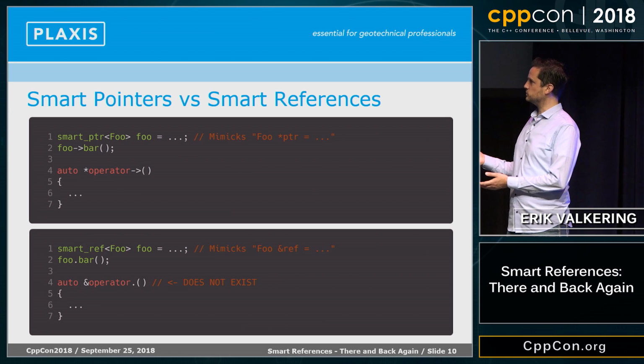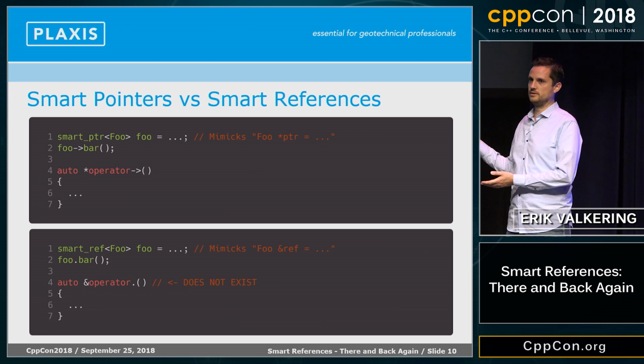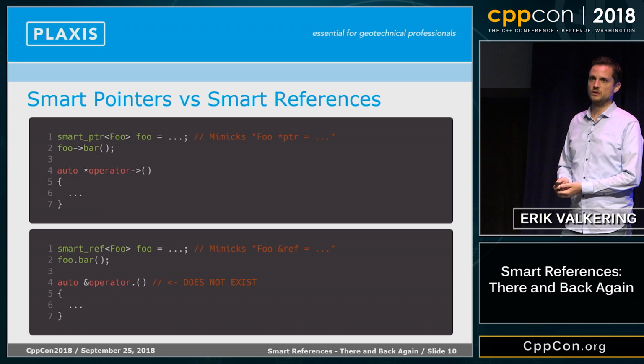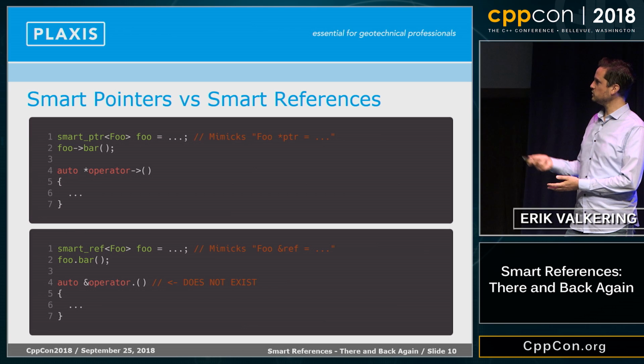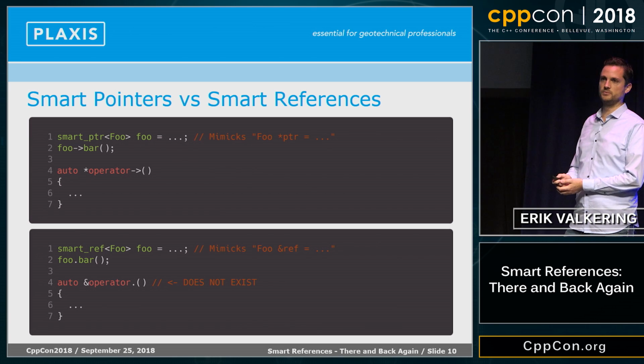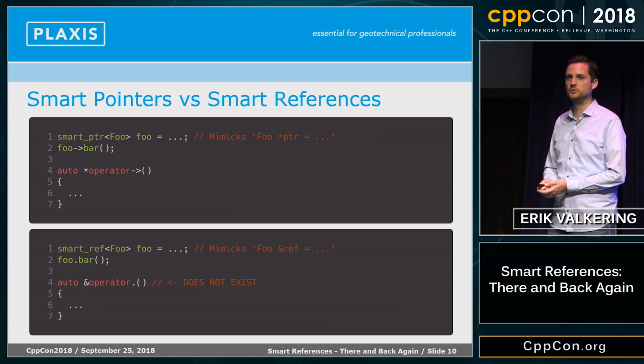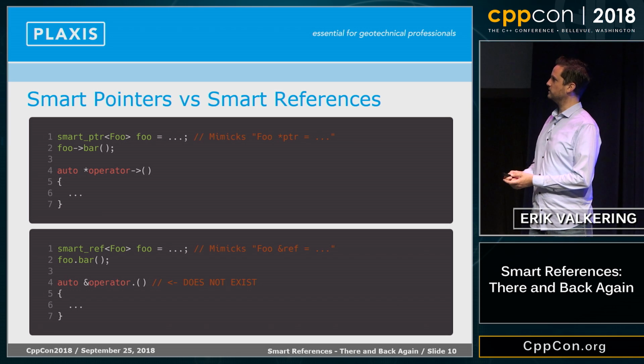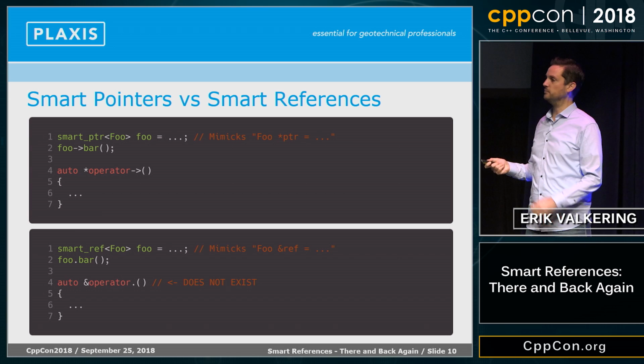For smart references, you would need a similar facility in order to make this work. For example, the operator dot could make this work. But the problem is we don't have this operator, so this would not compile.